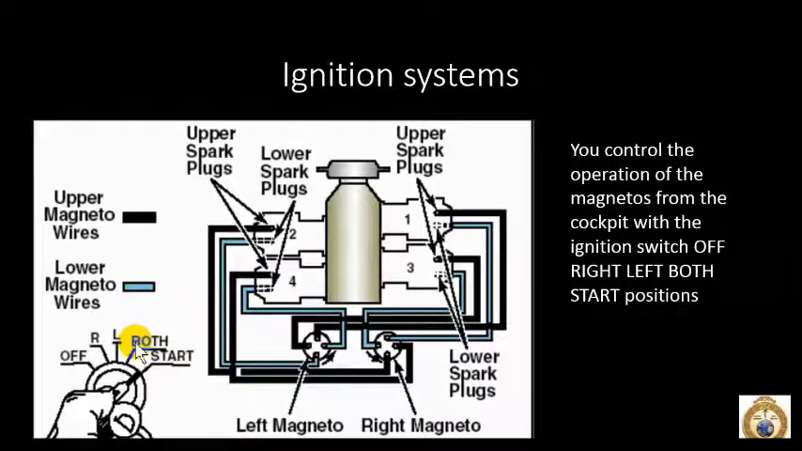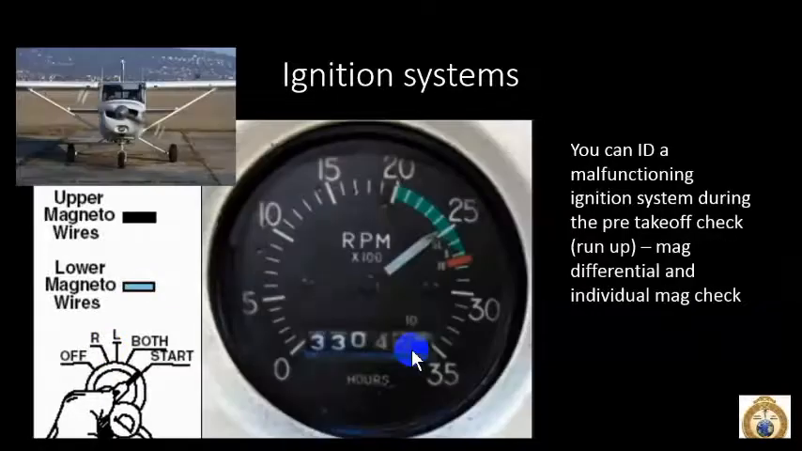We normally keep them in both during normal operations, but before takeoff there are certain tests where we have to test the left and the right magneto during what we call a pre-takeoff check or a run-up. We do something called an individual mag check and then the differential. As we turn this key to the right, left, then both, and then right, then both, there really shouldn't be too big of a difference. There are tolerances, and you have to consult your pilot operating handbook to know what the tolerances are.